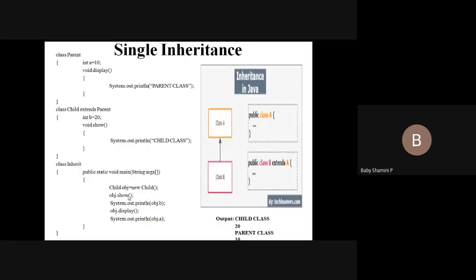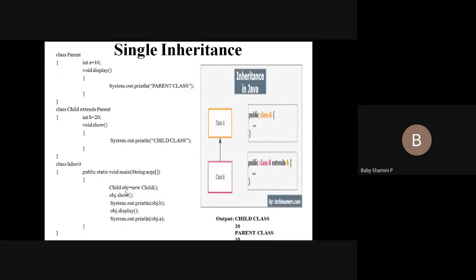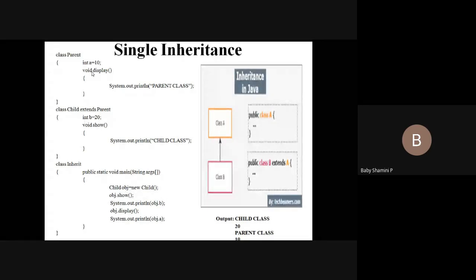So through this main method, I can access both the classes. So class inheritance, under this we have public static void main, String args. So child obj, I am going to create an object for the child class. Through the child class, I am going to access this child class as well as this parent class. So child obj equal to new child(). So obj.show(), so I display child class. Next, System.out.println().